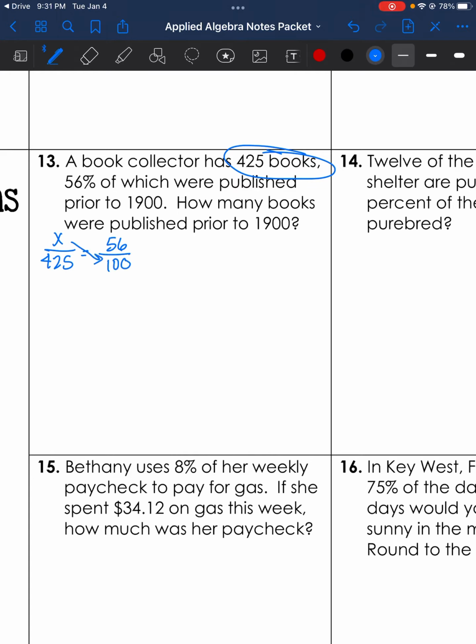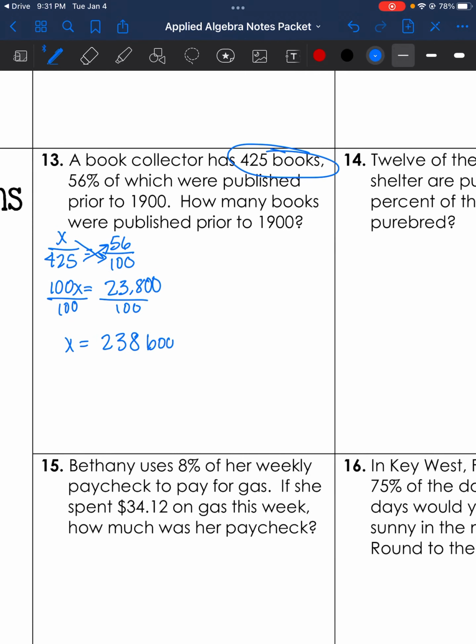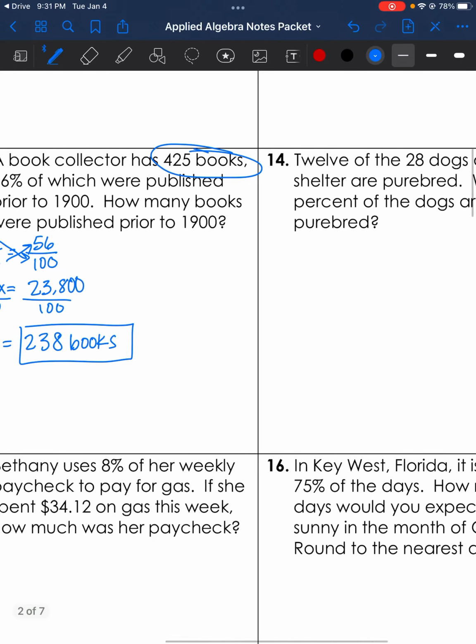Then we're going to cross multiply here. 100x is equal to 425 times 56, which is equal to 23,800. Then we divide by 100, divide by 100. We get x equals 238. So 238 of the 425 books were published before 1900. So we're looking at 238 books.